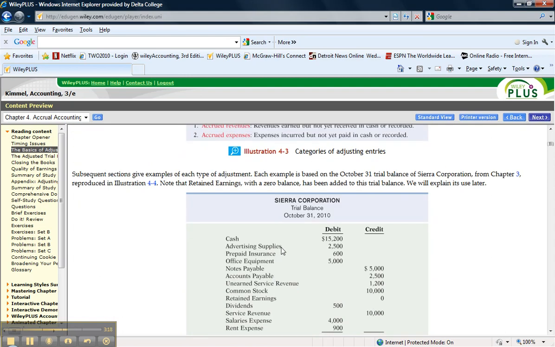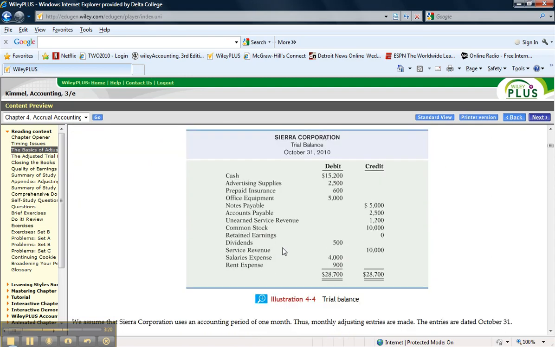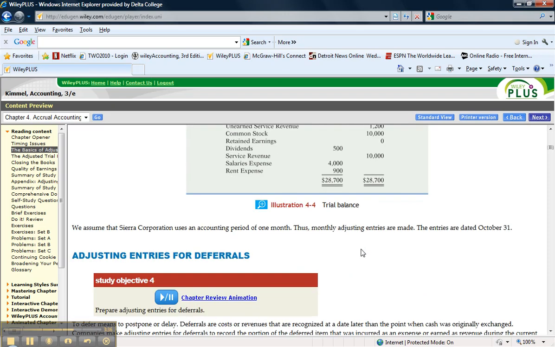And then, after we make adjusting entries, we'll be able to take a trial balance, which was created from a bunch of transactions that we did. We journalized, we posted to accounts, and then we listed our accounts here. And we'll be able to update these balances by recording adjusting entries to them.